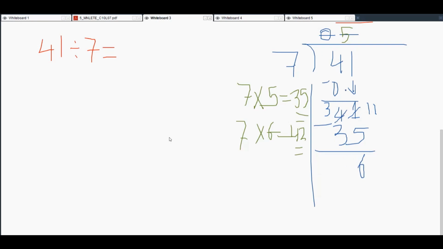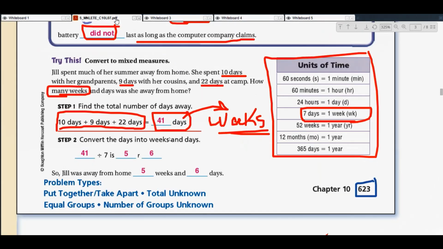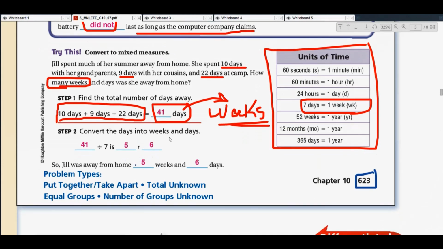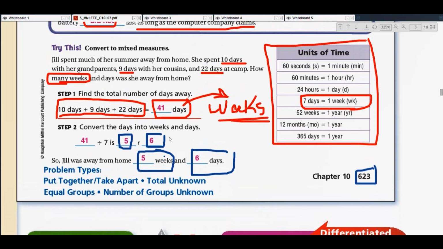So we have here 7, and so we have 5 as a whole number and 6 as the numerator. So 5 whole number, 6 numerator up, and 7 down. So it will be 5 and 6 over 7. It means we have 5 weeks and 6 days. So 41 days equals 5 weeks and 6 days.